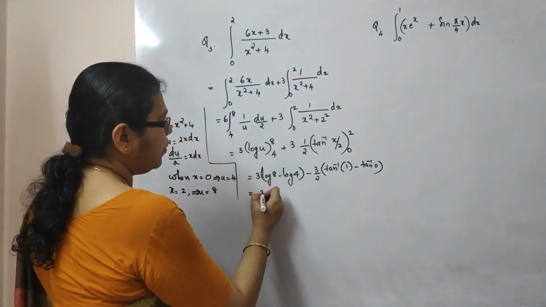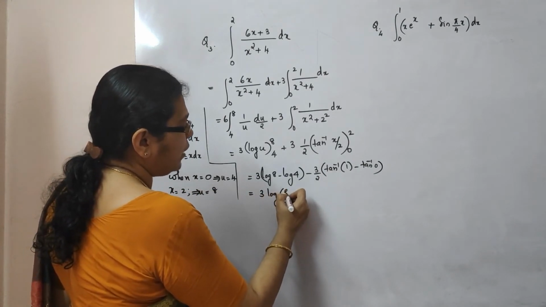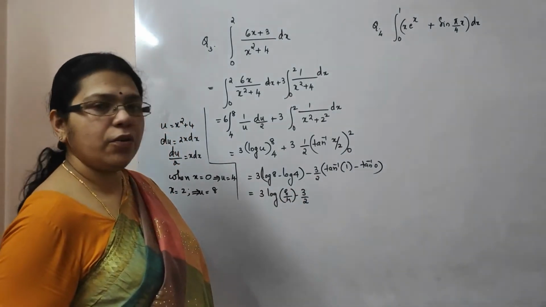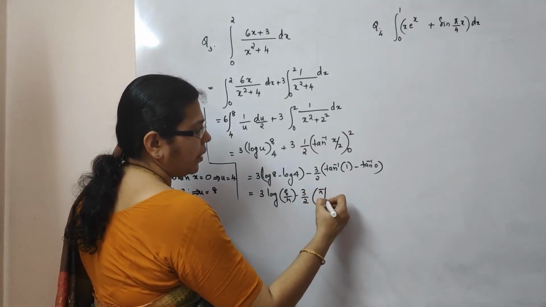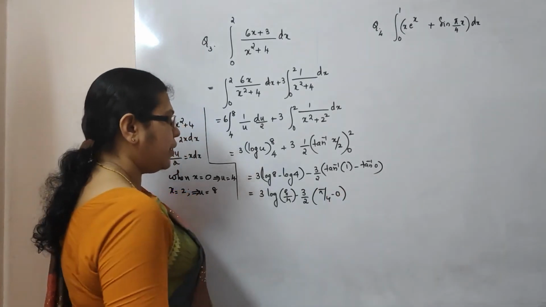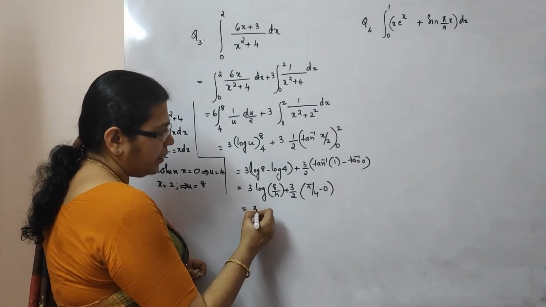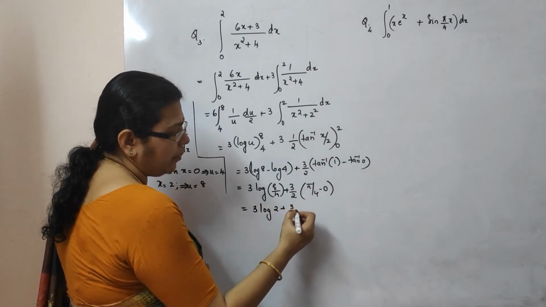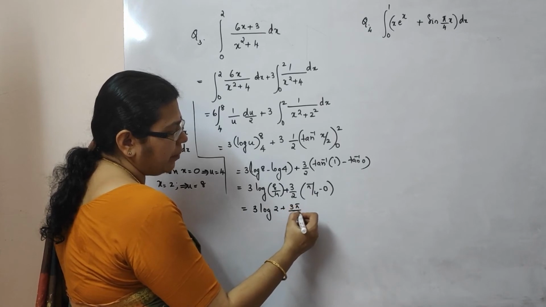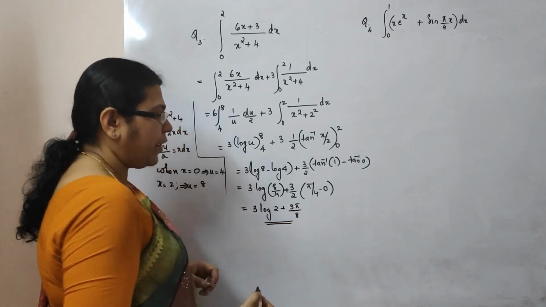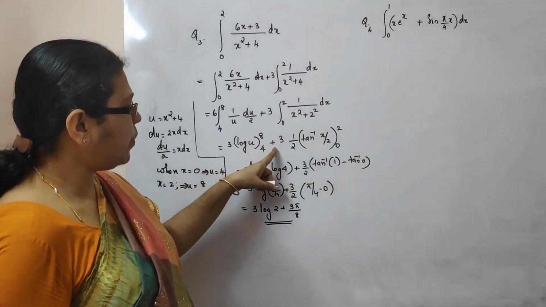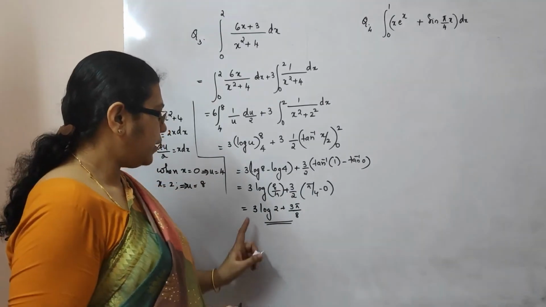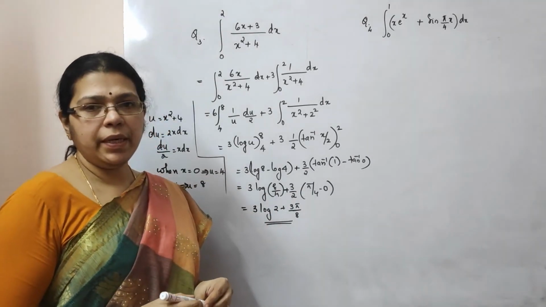Now this is equal to 3 into log of 8 by 4 minus 3 by 2 into, what is tan inverse of 1? We know that it is pi by 4, and tan inverse of 0 is 0. So what will we get here? 3 log 2 plus 3 by 2 into pi by 4. So I can write it as 3 pi by 8. So this is the final answer. I just made a change here. It was plus. Earlier I wrote this minus. So it is plus again. Okay. So that's it. 3 log 2 plus 3 pi by 8.